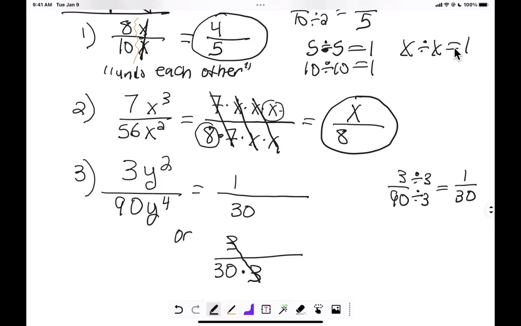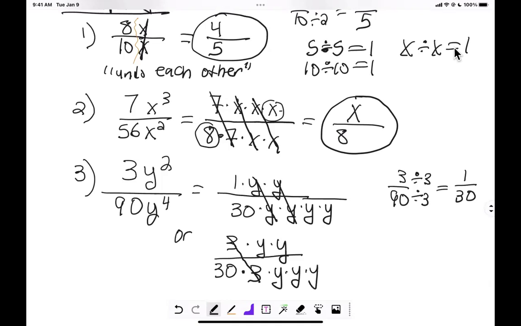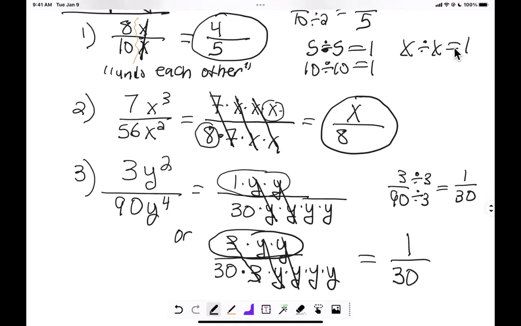But y's, I have two y's, and I have four y's. 1, 2, 3, 4. 1 for 1, I'm going to take my y's away. 1 for 1, I take my y's away. And then my answer, whether I do the top or bottom, is going to be, look, there is nothing left in the top except 1. So it's 1 over 30, and I have two y's left, y squared.